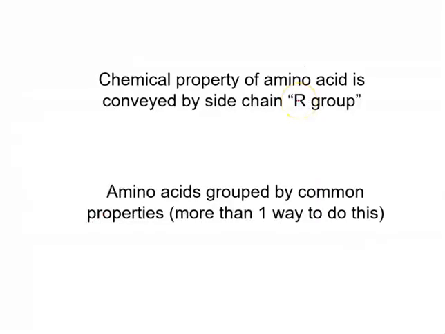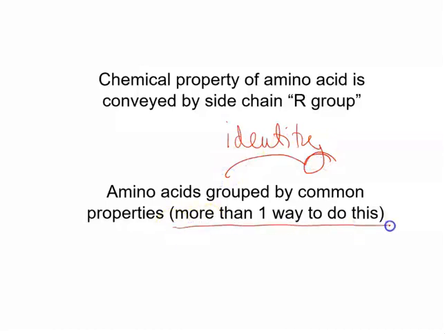So the chemical property of amino acids is conveyed by the side chain R group. And we could say that the identity of the amino acid depends also on that R group. Again, as I mentioned in the previous set of videos, there's more than one way to group the amino acids, and I'm going to be presenting to you what's in your textbook and just giving you a little bit more information about different ways that can be done.